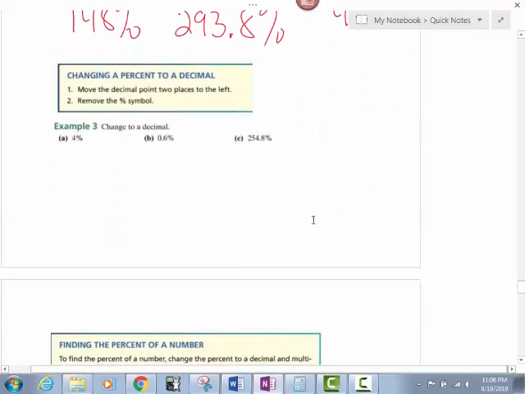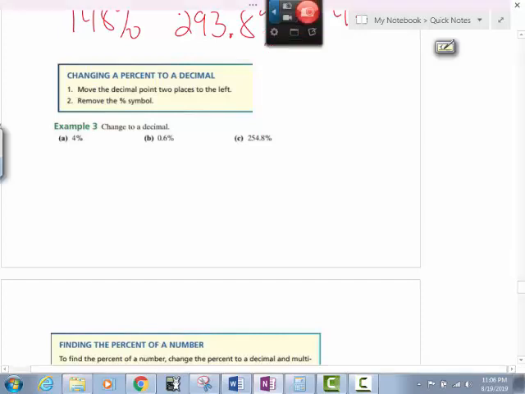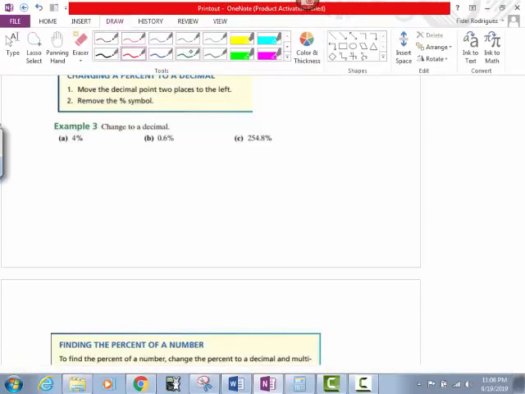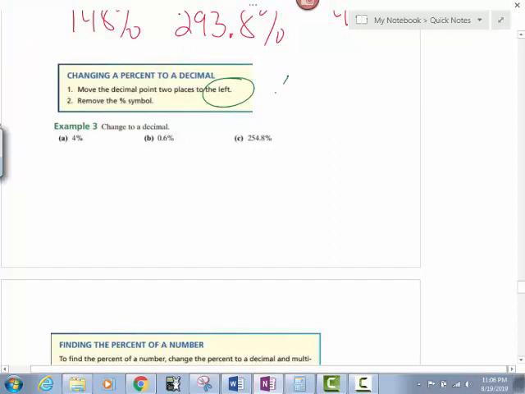So now, how do we go backwards? Well, going backwards, now we're going to move the decimal point 2 spaces to the left. So now we're going to go that way. And we're going to take away the percent symbol. Okay, change to a decimal. I don't see it, but it's going to be right after the 4. I'm going to go 1, 2. So I have a 0.04, taking away the percent symbol.